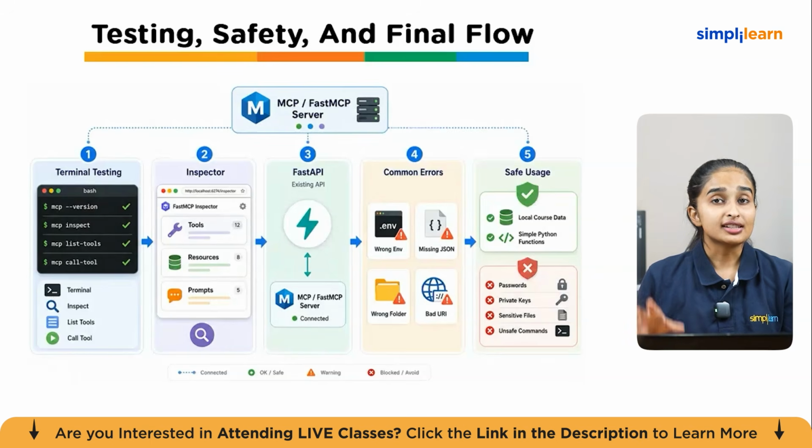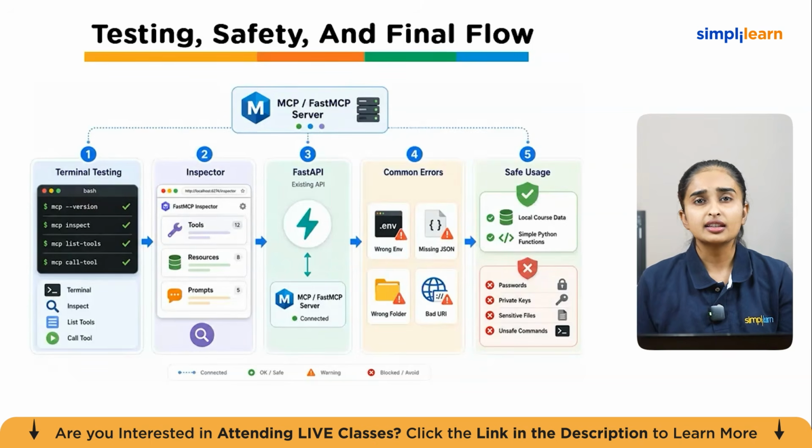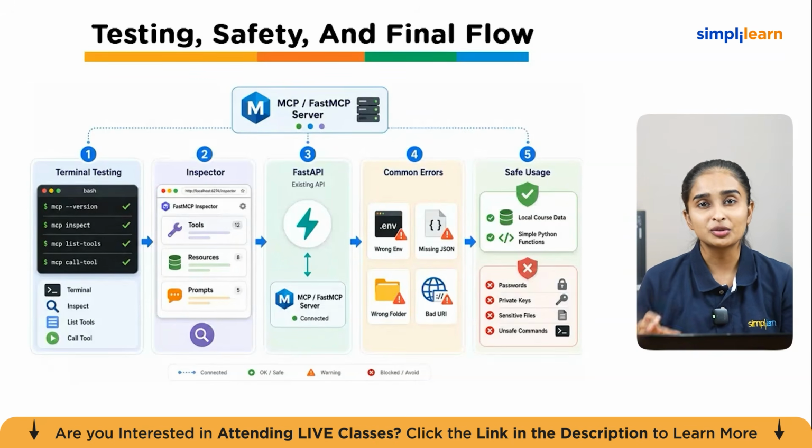We will also discuss some common errors. For example, FastMCP may not be installed in the correct environment, the JSON file may be missing, the server file may be running from a wrong folder, or the resource URL may simply be typed incorrectly. So these are simple mistakes, but they can confuse beginners. So we will cover how to fix them.